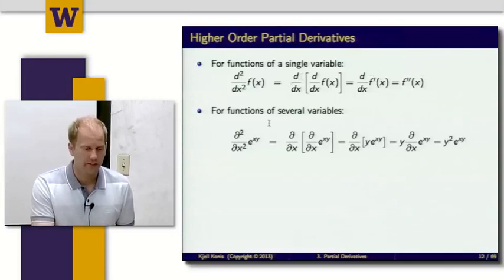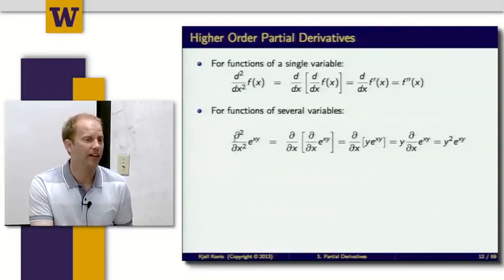So for a function of several variables, I'm going to do pretty much the same thing, except just with partial derivatives. So for instance, if I wanted to take the second partial derivative with respect to x of a function e to the xy, so maybe we can highlight that part at least. What I mean is take the partial with respect to x of e to the xy. That's going to give me another function of x and y.